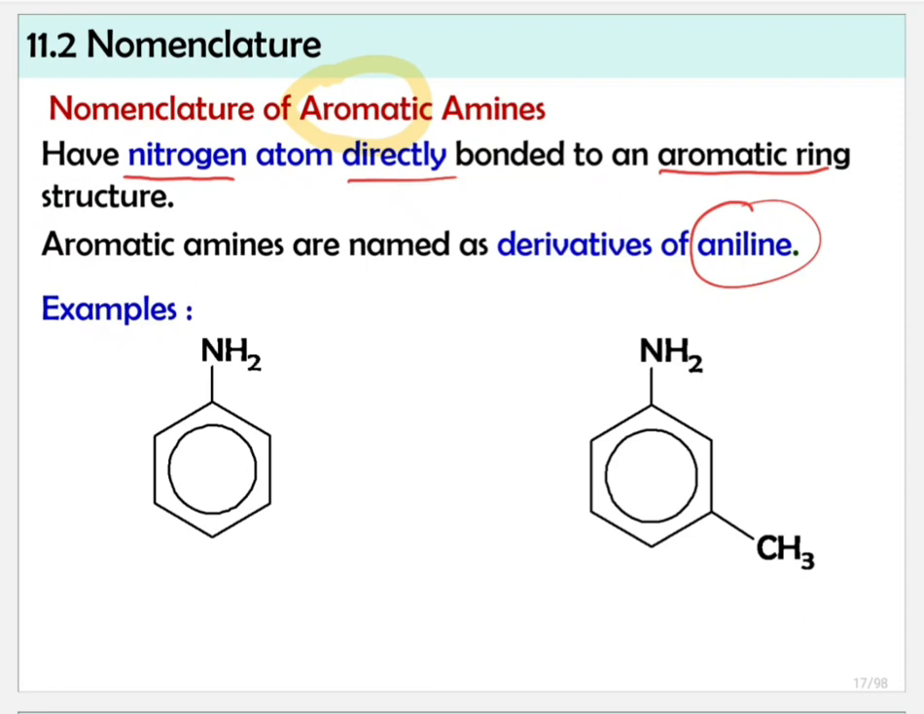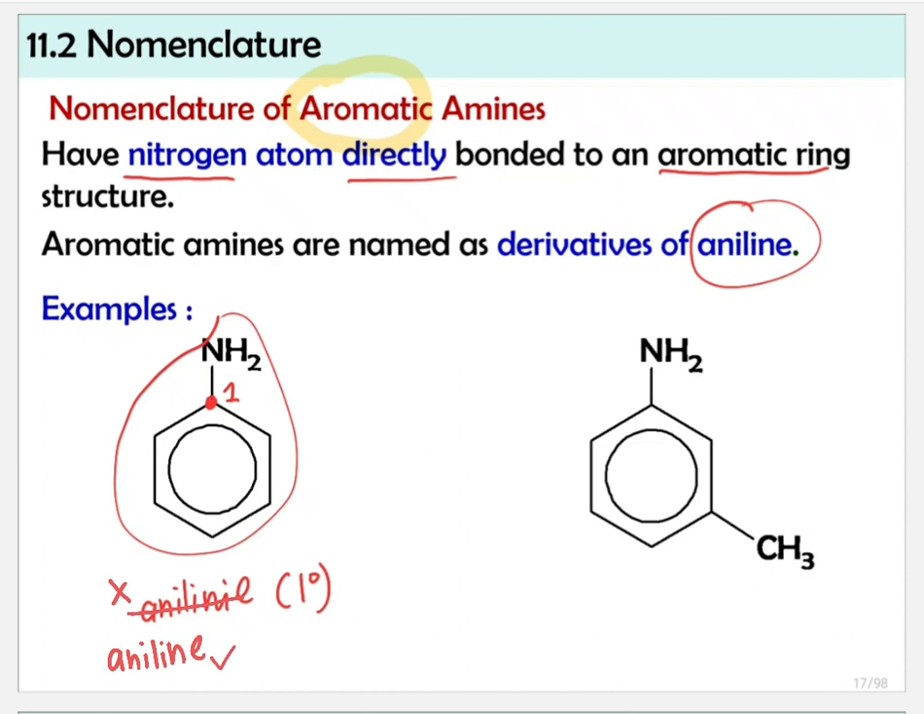So for the first example, this is very basic. You have benzene attached to NH2. So this one will get a special name. This carbon gets number 1, and this is no longer benzene. This is aniline. So for this compound, aniline. And for the class, it is a primary aromatic amine. So what about the second compound?